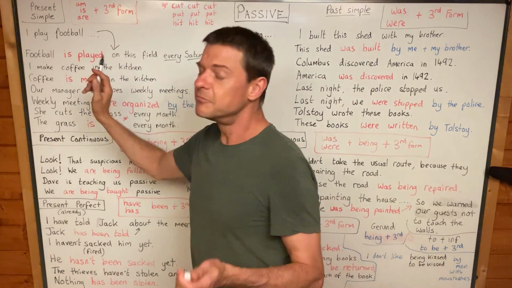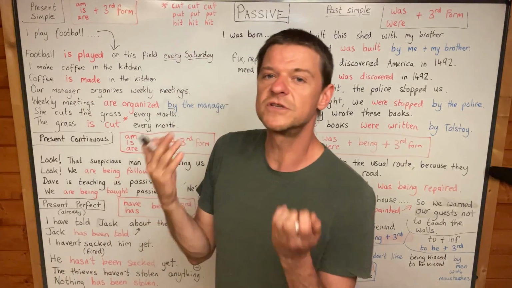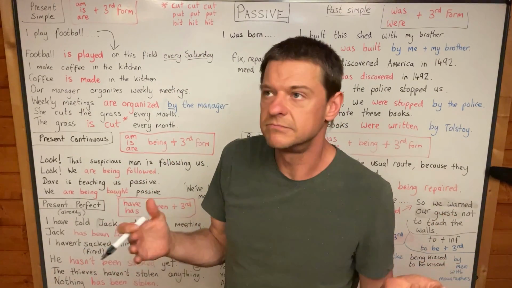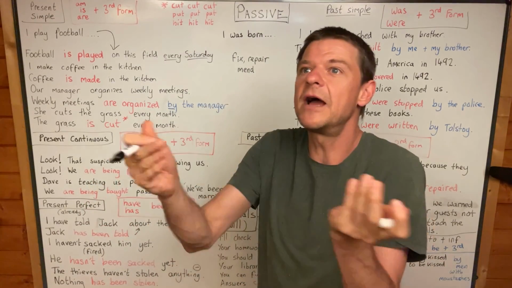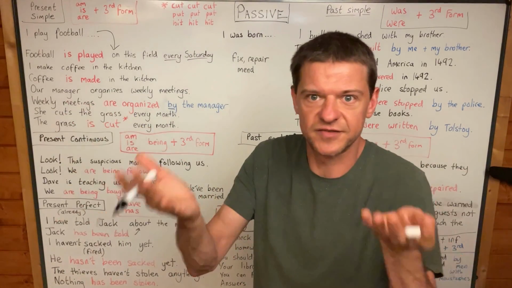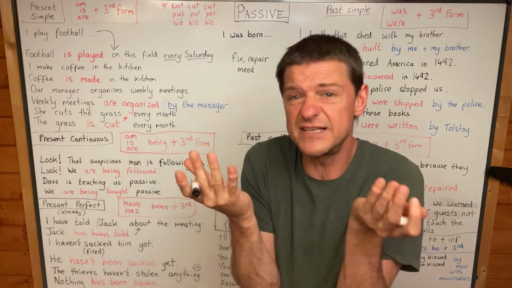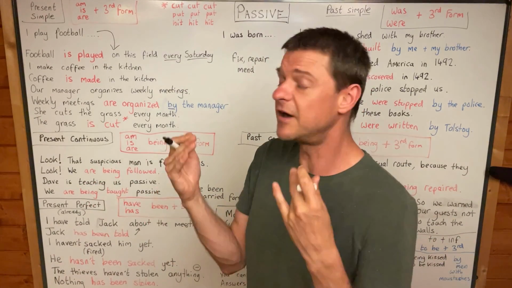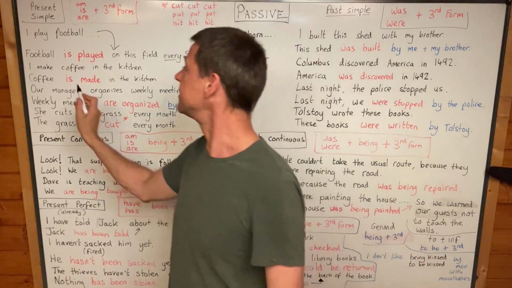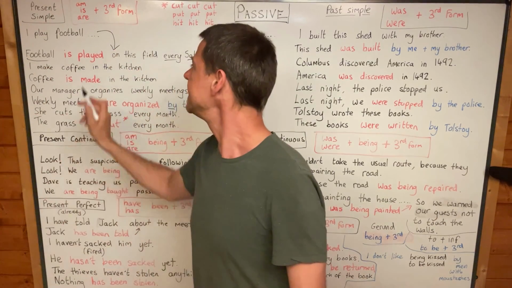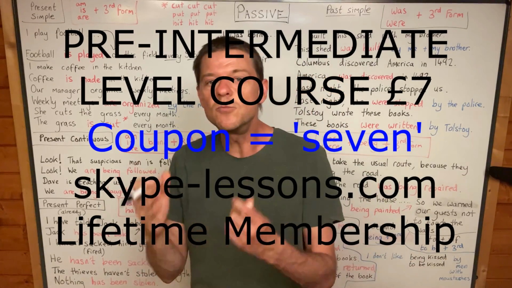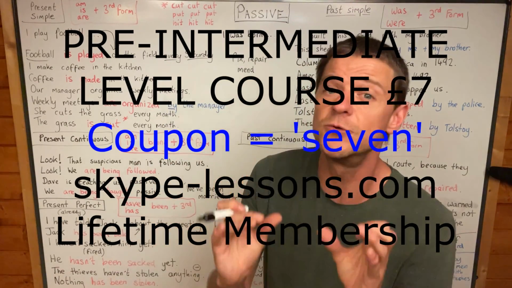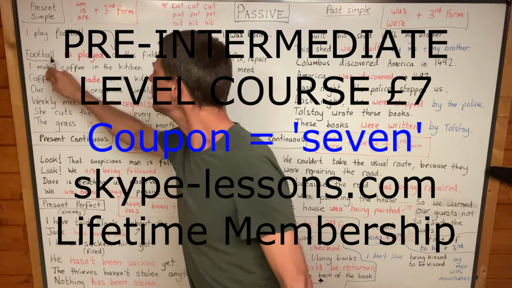Now, maybe I don't want to talk about who plays football. Yeah, maybe I don't want to say I play football. Maybe I don't play football. Maybe a group of guys play football every Saturday and I don't know who they are. And if I don't know who they are, I'll probably say football is played on this field every Saturday, because I don't want to give you information about who plays football. So I use the passive.